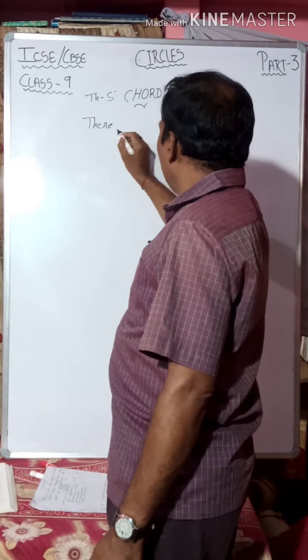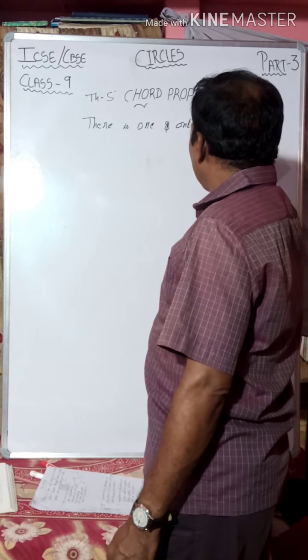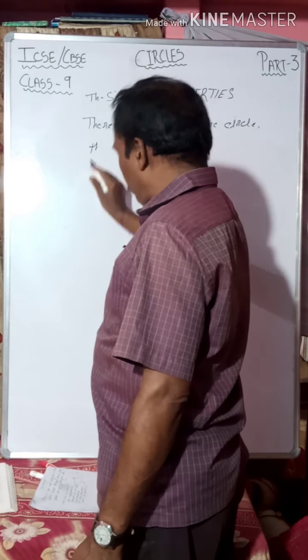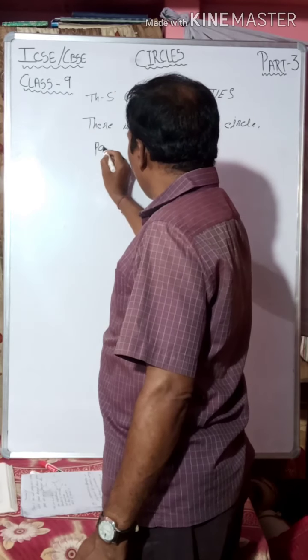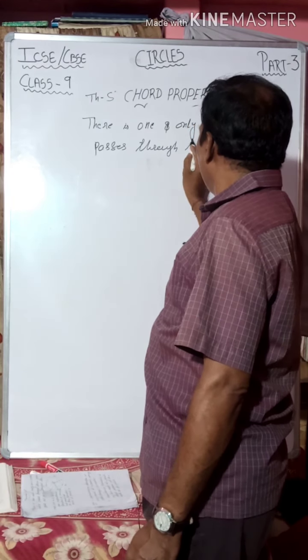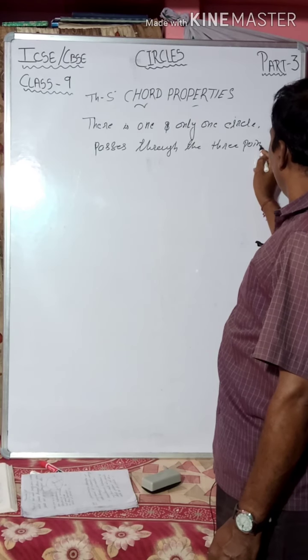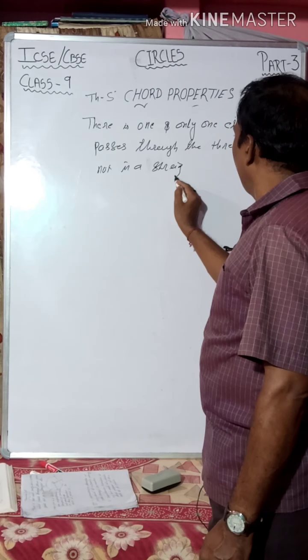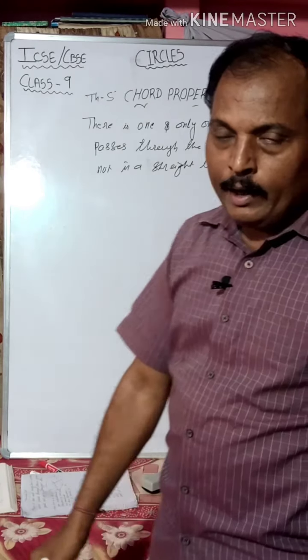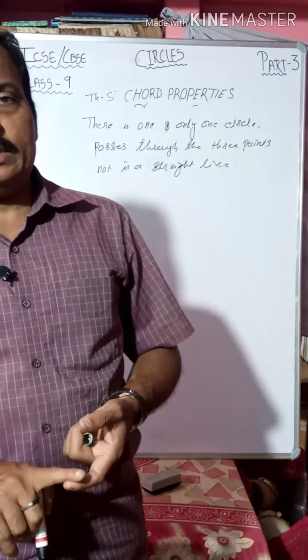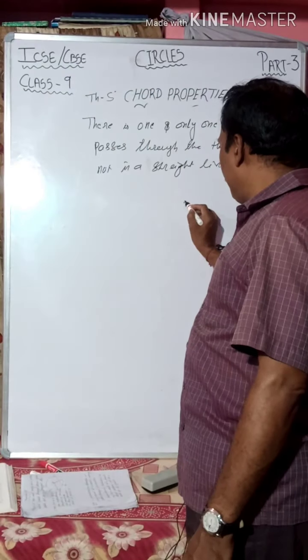There is one and only one circle which passes through three points not in a straight line. There is one and only one circle we can draw which passes through three points not in a straight line, meaning three points we will take which are not in a straight line.